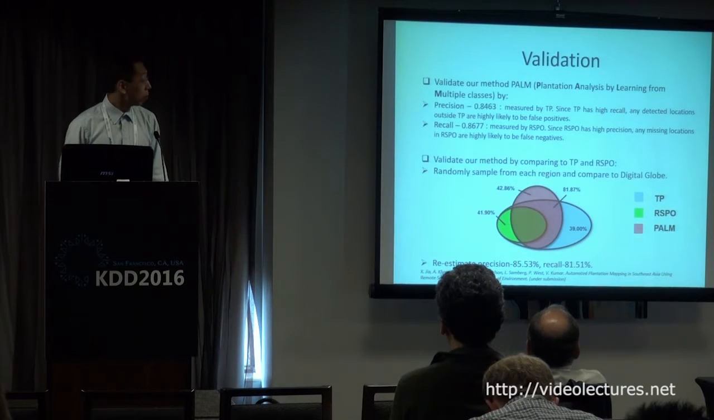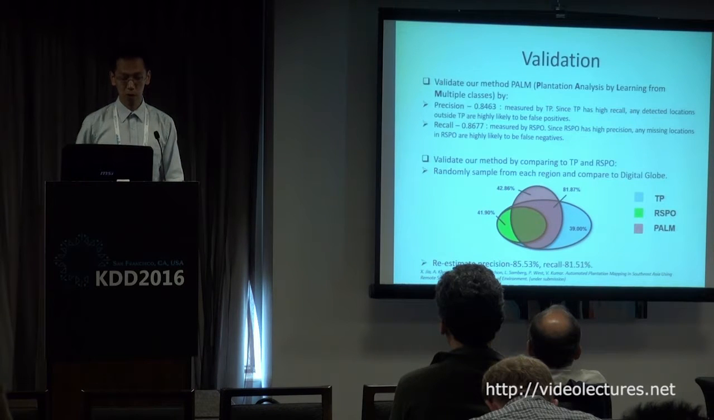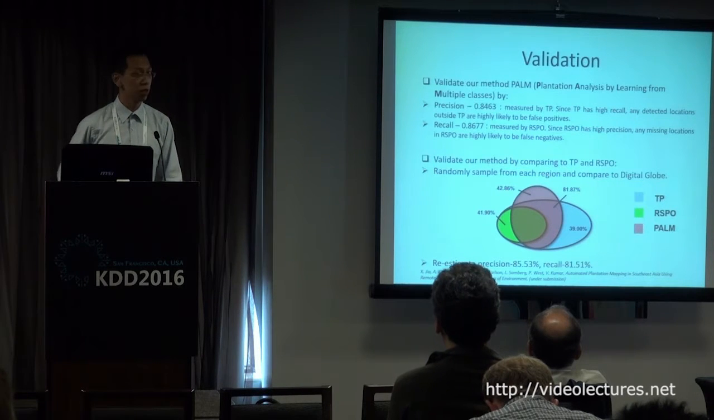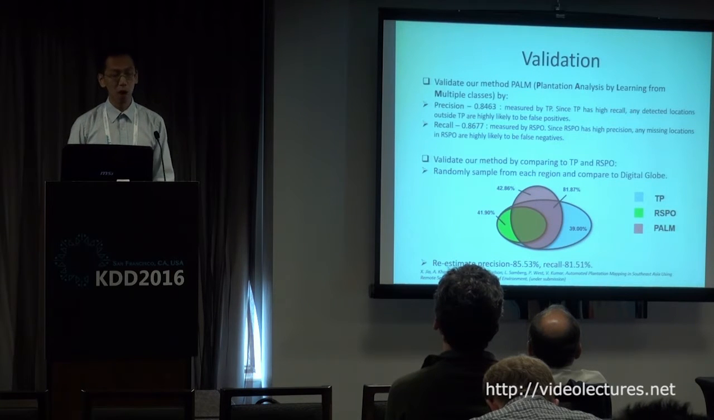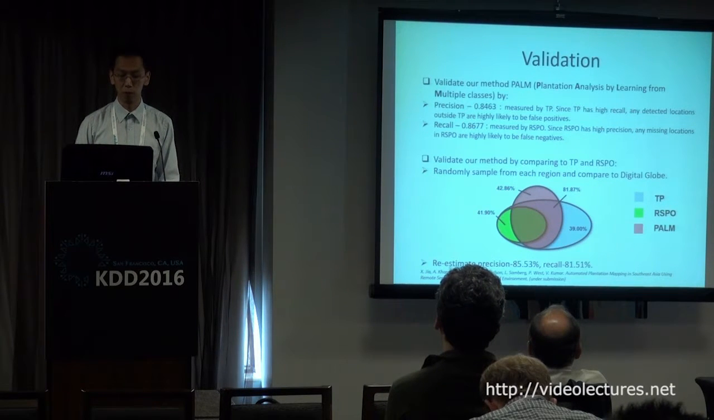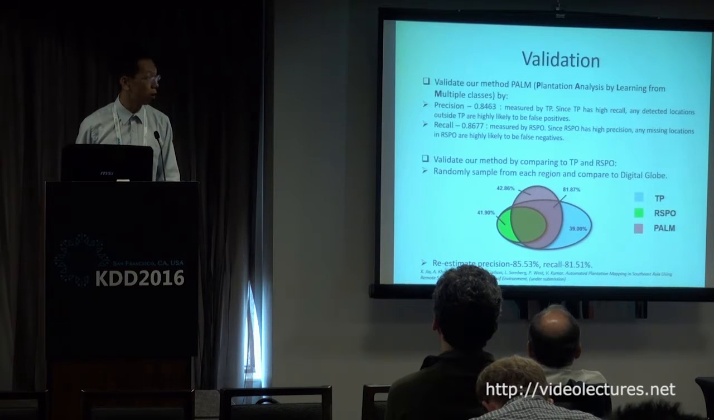So now we come to the validation of our method. We first measure the precision and recall of our generated plantation map. Here we name our method POM, which is short for plantation analysis by learning from multiple classes. We measure the precision by the TP dataset because TP has high recall, so anything falling outside TP is likely to be a false positive. And RSPO is very accurate, so we wish to detect all of them.